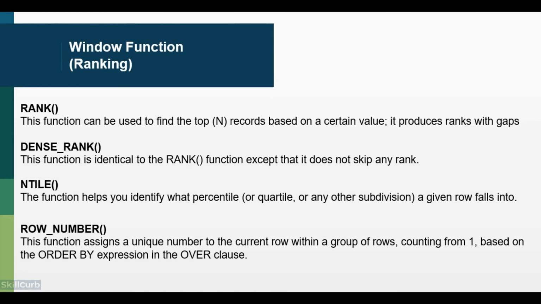Ranking is another category of windowing functions that gets used a lot. Rank functions can be used to calculate the top number of records in a data set. Rank assigns the same rank to equal rows, versus dense rank, which has no gaps, hence the term dense. Ntile slices the data into the given number of subdivisions you give, and row number just gives a physical number to each row in your partition. Let's see these functions in practice.